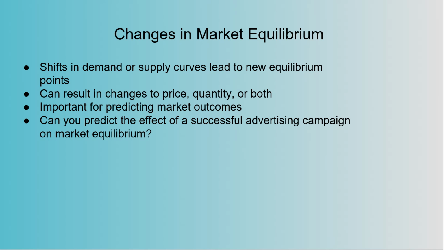So it's important to predict your market outcomes by understanding how these demand and supply curves actually interact. We can actually predict successful advertising campaigns based on market equilibrium. If there is a natural shift in the curve, or if there is an increase in price due to the quantity supplied not being sufficient for the demand, then that is a relative measure of whether you've launched a successful advertising campaign or not.